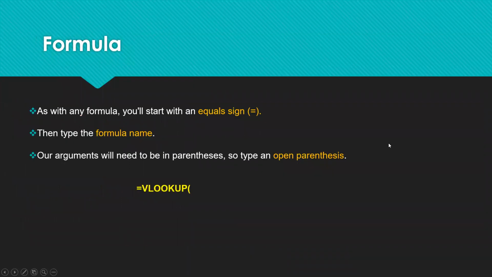As with any formula, you start with an equal sign, then type the formula name. Our arguments will need to be in parentheses, so type an open parenthesis. The formula we have to use here is VLOOKUP.